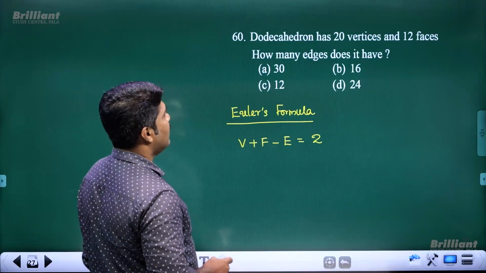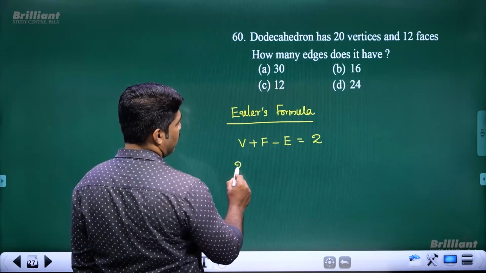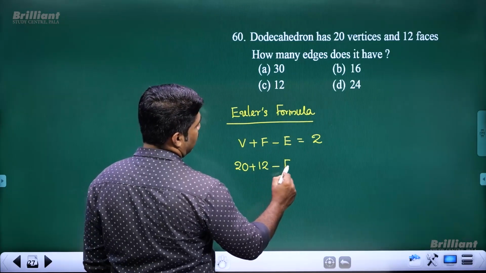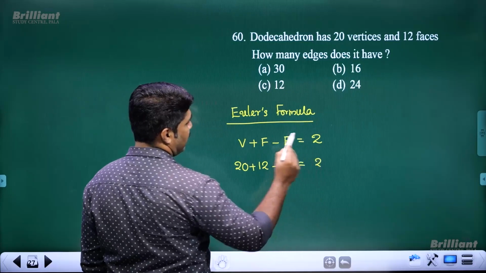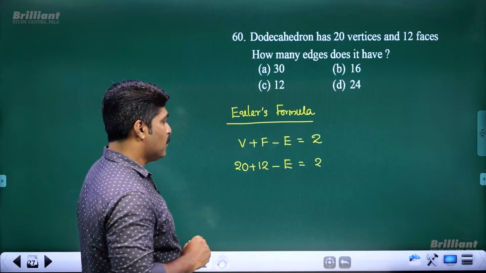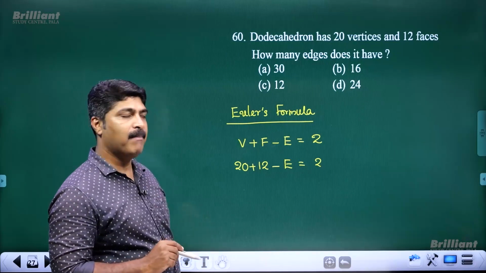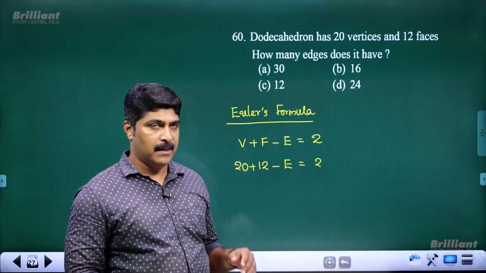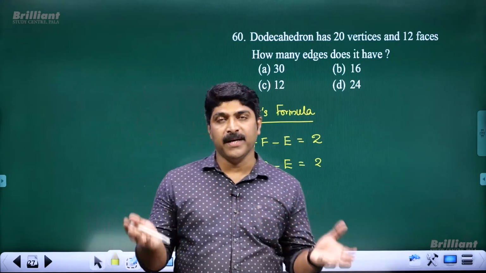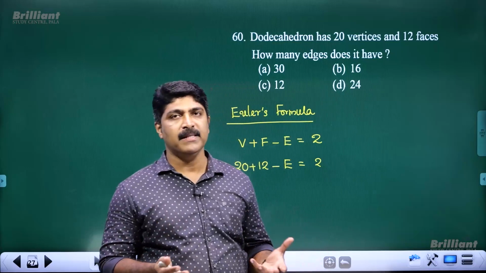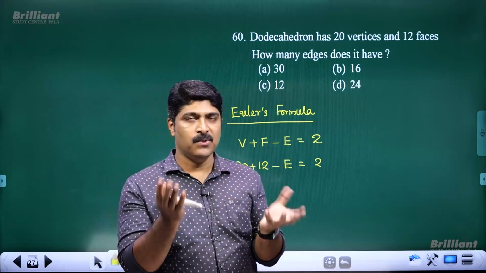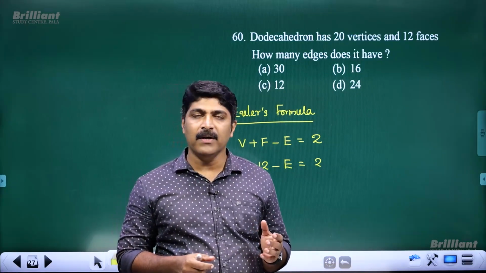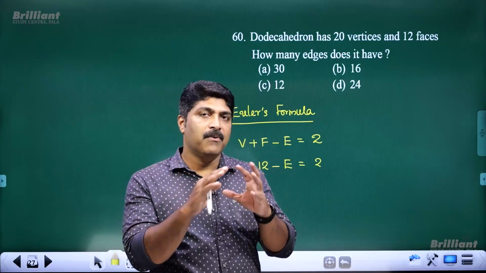What is the number of vertices here? Vertices we have 20 and the number of faces is 12, minus the number of edges. We are going to find out the number of edges here. Got it? So that is 20 plus 12 minus E equals 2. So actually this basic result is applicable to convex figures. Convex figures means it's expanding towards the outside, so whenever we draw the diagonals inside, it won't go outside the boundary of this figure.